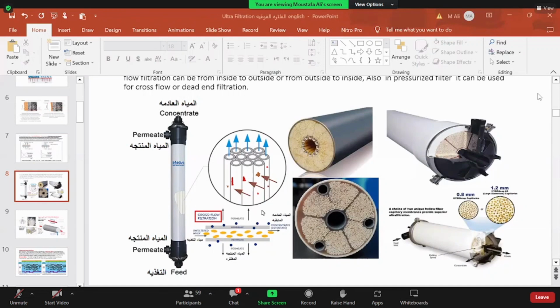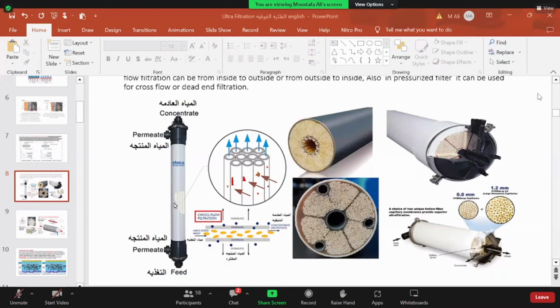So I hope the application is clear to you, which technique you can use, inside to outside or outside to inside. Which one is suitable for you? It's based on the application for which you are using this technique. So it is clear? Okay, you are welcome.